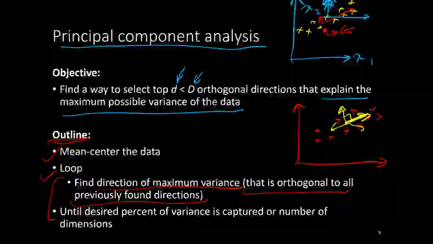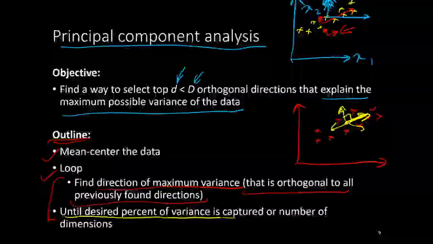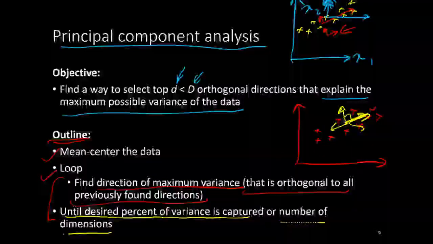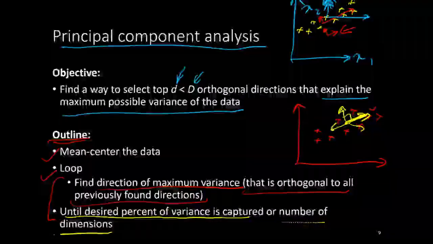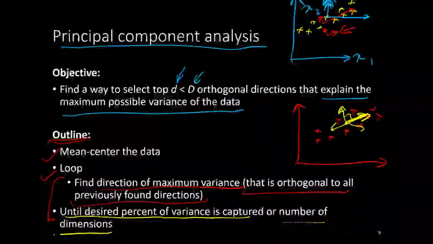So how long do we keep doing this? Do we go through all the capital D directions? No, we stop at small d directions. We stop until the desired percent of variance is captured, or the desired number of dimensions is achieved. Like let's say we have either a stipulation that we want to capture 95% of the total variance, or we have a stipulation that we don't want to exceed more than 5 dimensions when we are doing PCA. Either of the two stopping criteria can be used to end the principal component analysis algorithm.